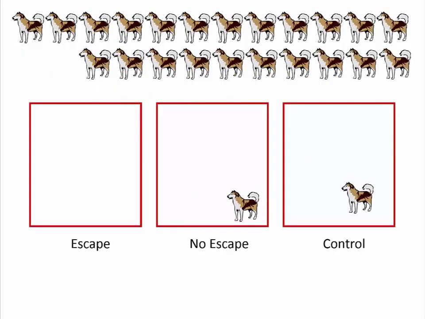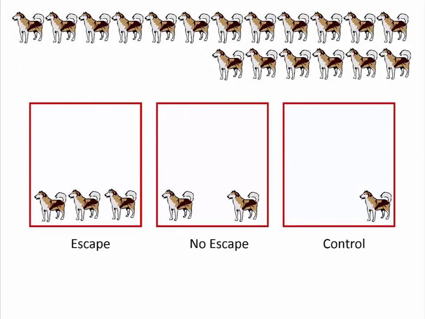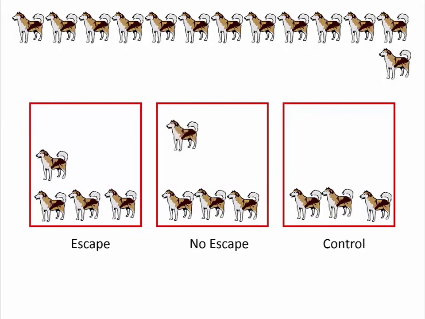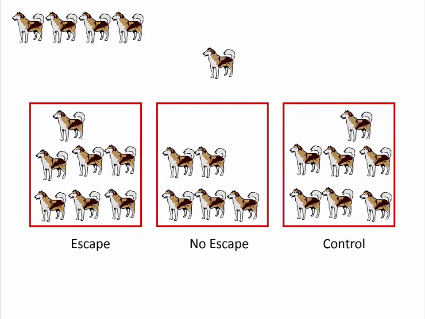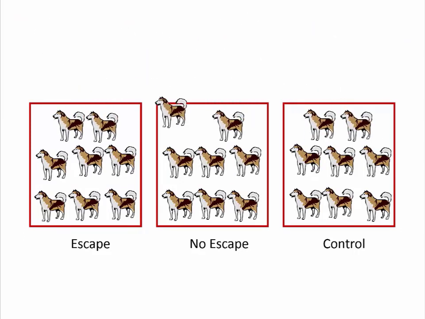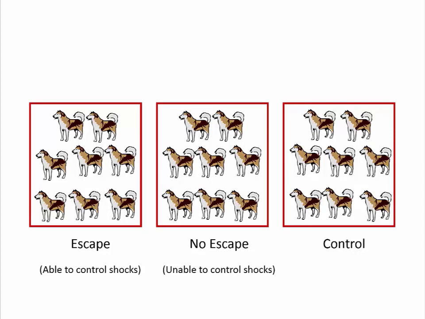In a study of learned helplessness published in 1967, Seligman and Meyer reported an experiment in which 24 dogs were randomly assigned to 3 groups: escape, no escape, and control. Dogs in the escape and no escape groups were restrained and subjected to electric shocks.